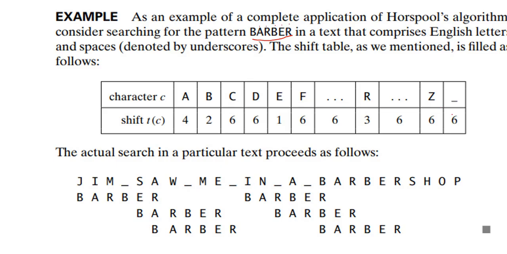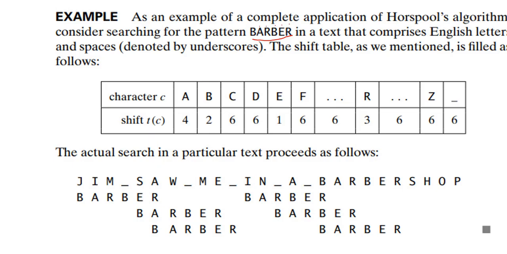Then again Z is not there, and we have to include an underscore here, because many of the patterns, many of the characters will be having an underscore. So whenever we are generating a character shift table, we have to include this underscore also and write the value for it. So it will be the length of the pattern string.